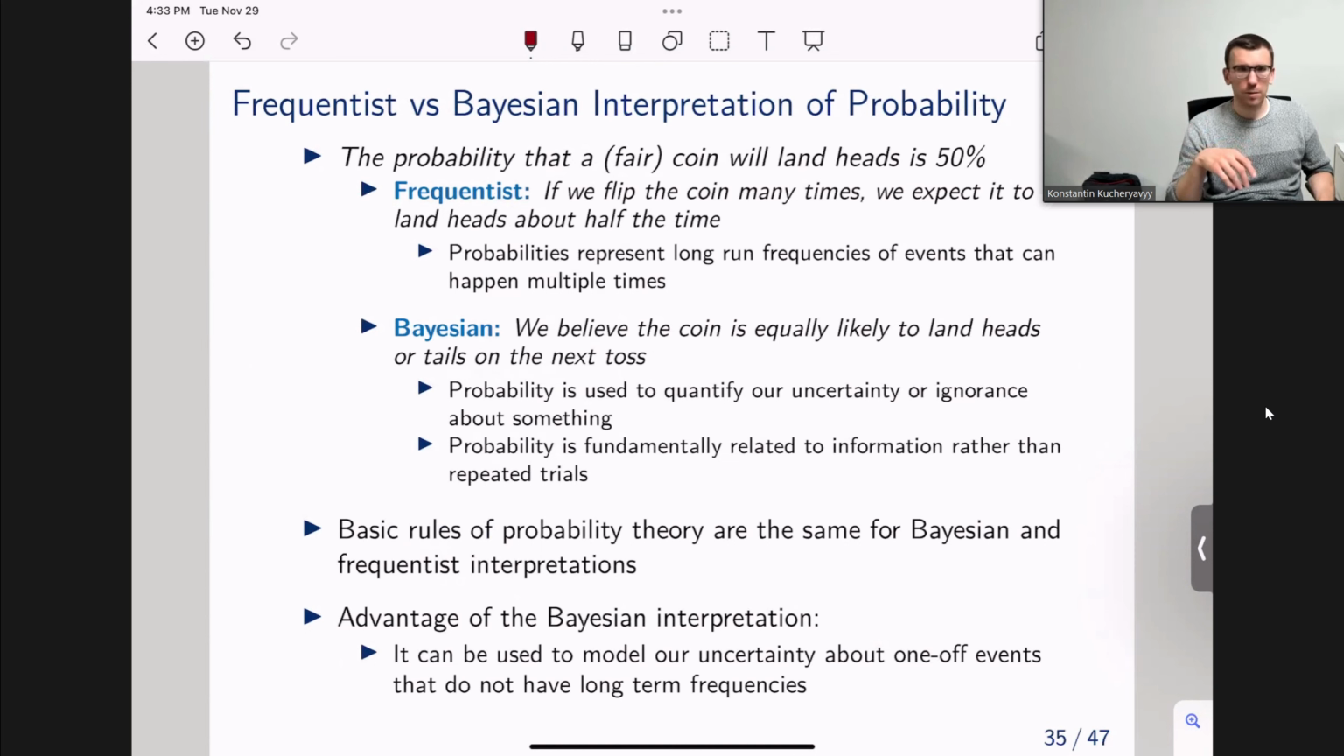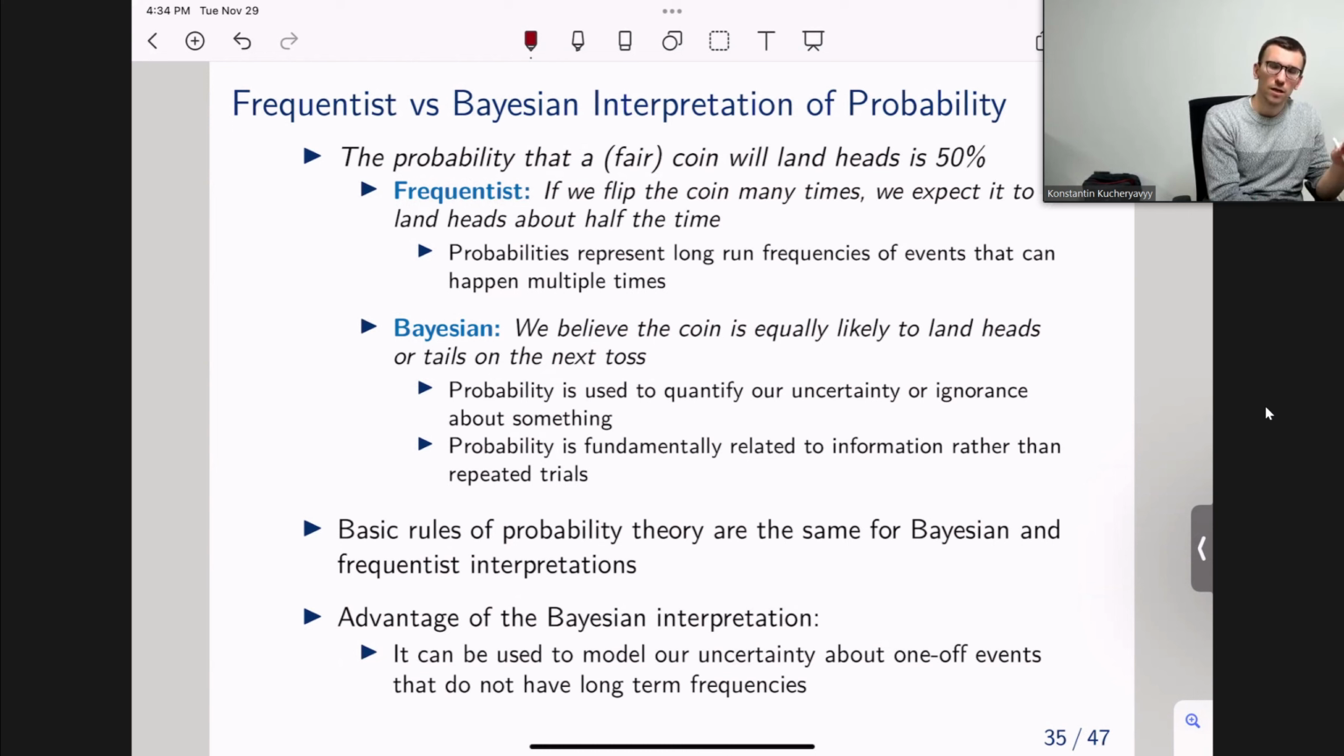A Bayesian would say the probability is about the fact that the fair coin is equally likely to land heads or tails on the next toss. So probability is used to quantify uncertainty or ignorance about something. Probability is about information, not about repeated trials.